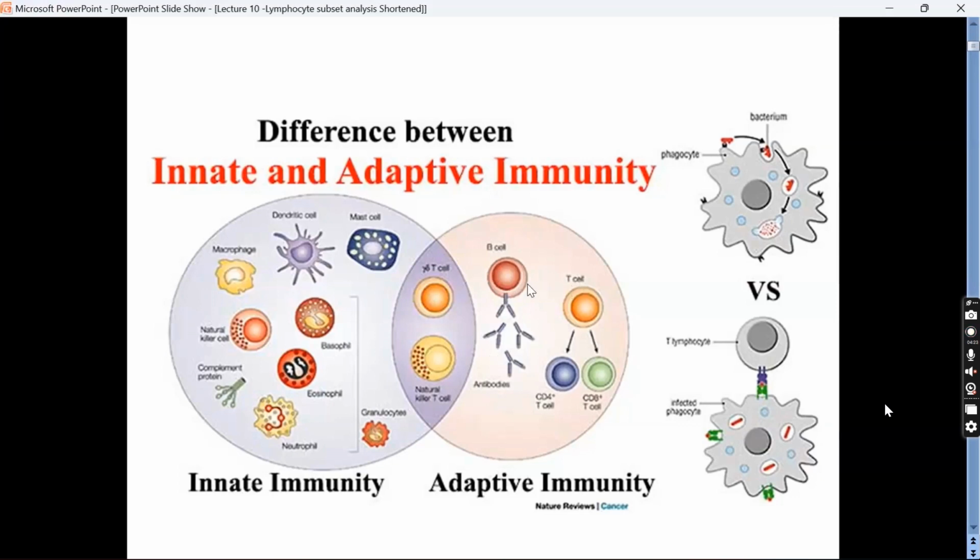Let's make it interactive. What do you think is very important, the T cells or the B cells? Just give a blind guess. You can just guess. So, T cells.